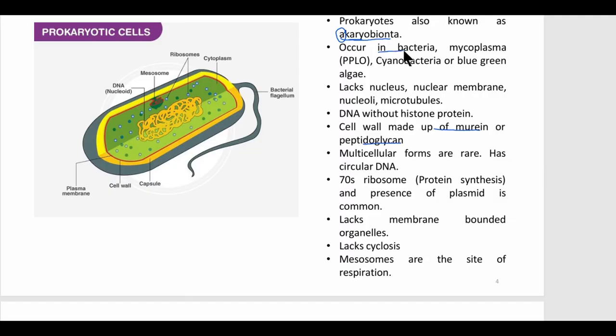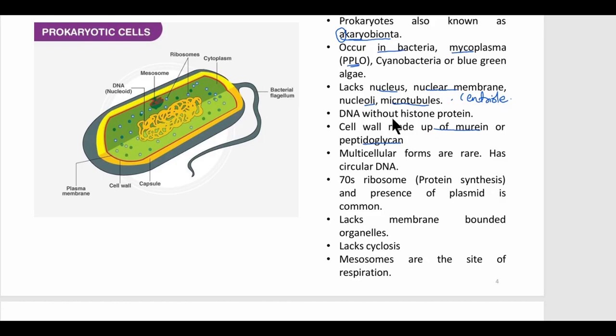Likewise, it occurs in the bacteria. Mycoplasma, pleuropneumonia-like organisms, which are also known as the joker of plant kingdom, are without cell wall. And in case of cyanobacteria, it is cyanobacteria or blue-green algae, which are also inside the prokaryotic cells, as it lacks the nucleus, nuclear membrane, nucleoli, microtubules. Likewise, centriole is also absent in prokaryotic cells.